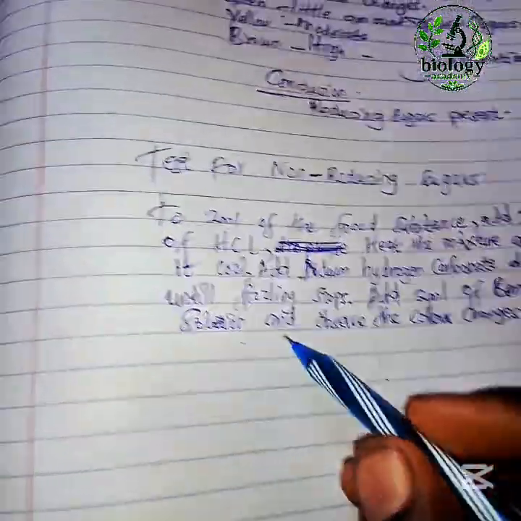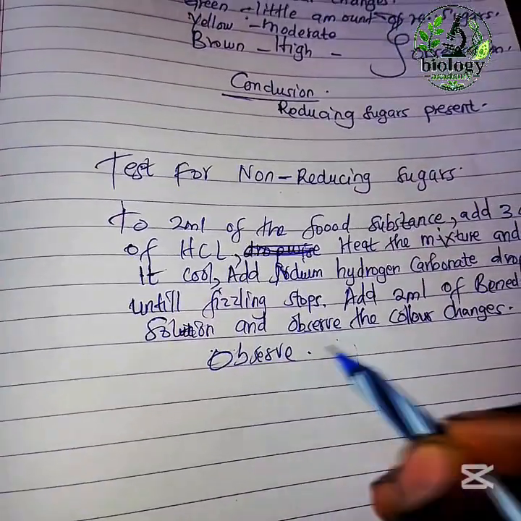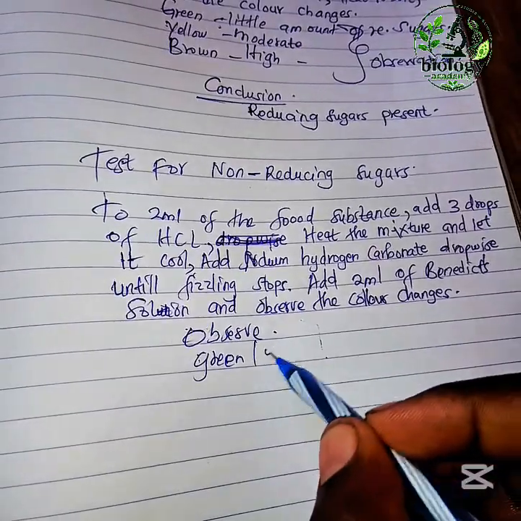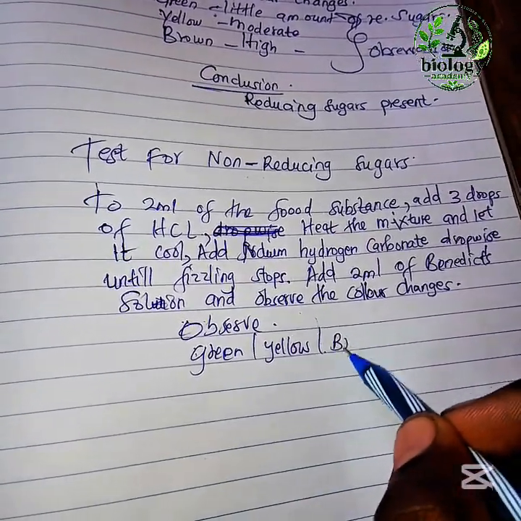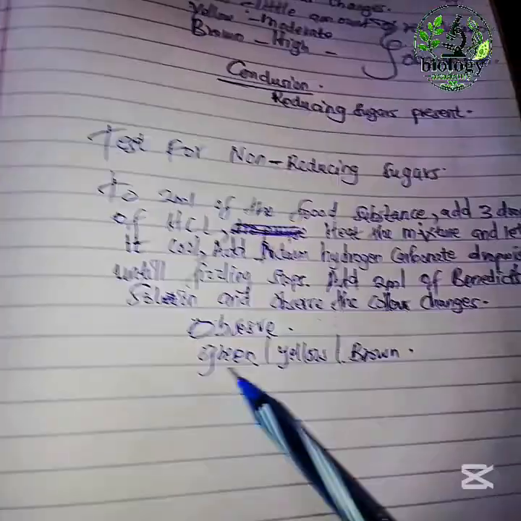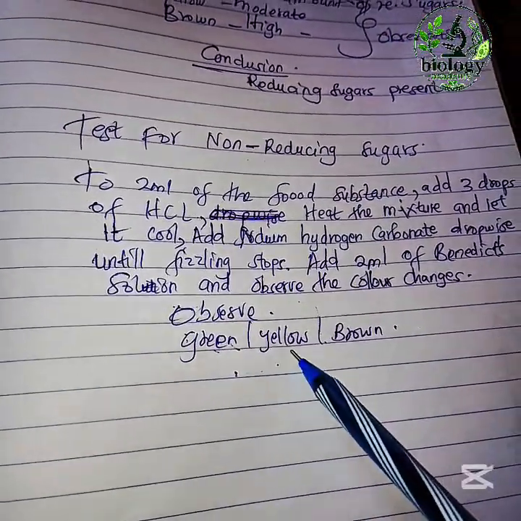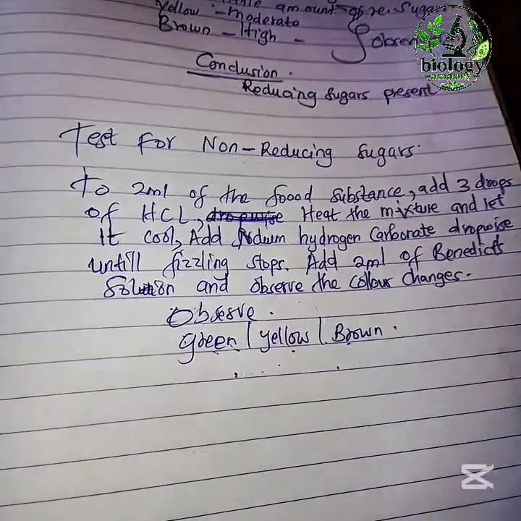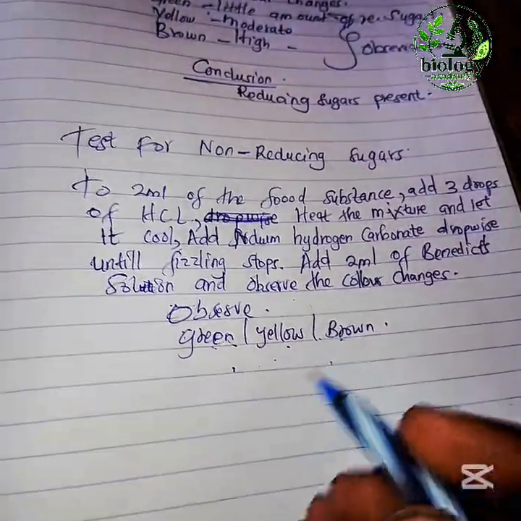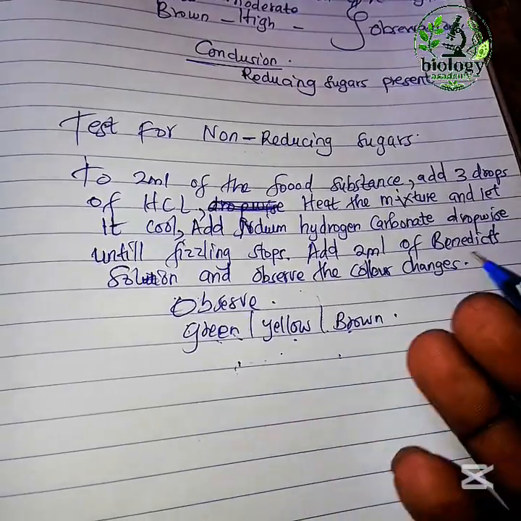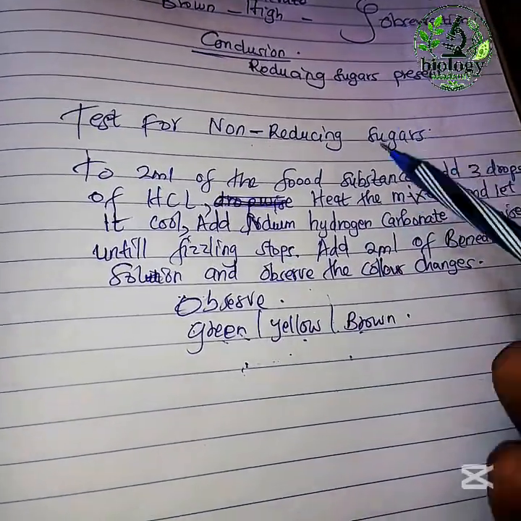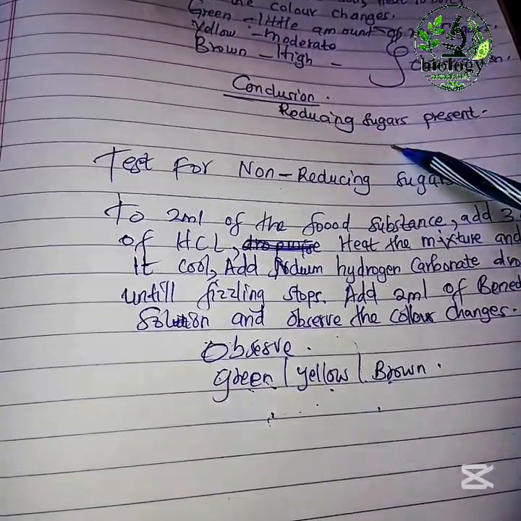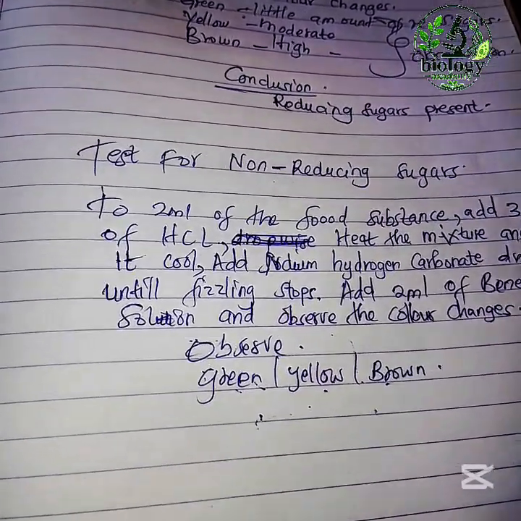And for the observation, if there is presence of reducing sugars, of course, there will be a color change from green, yellow, or brown. Green indicates a little amount of reducing sugars, yellow indicates a moderate amount, and brown indicates a high amount. And that is all about that. So the conclusion should be that there is presence of reducing sugars, because we have hydrolyzed the non-reducing sugars to reducing sugars. And that is all about that.